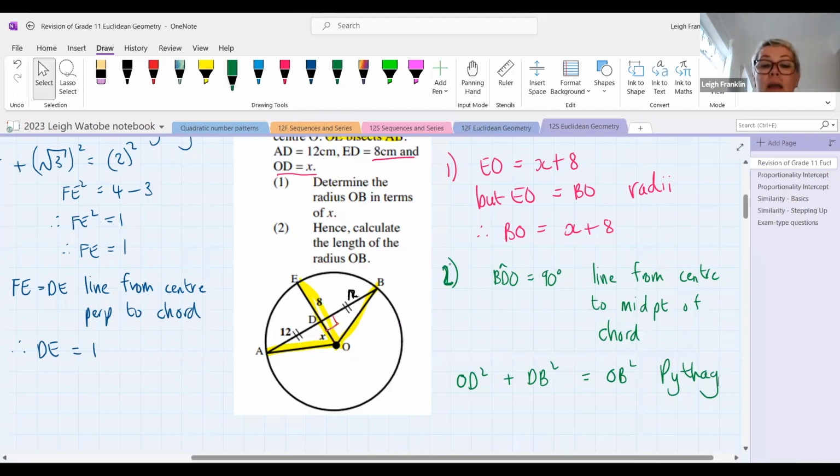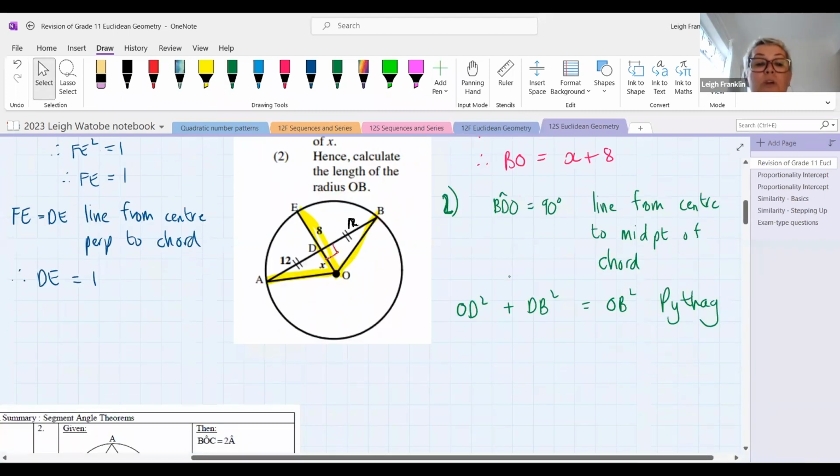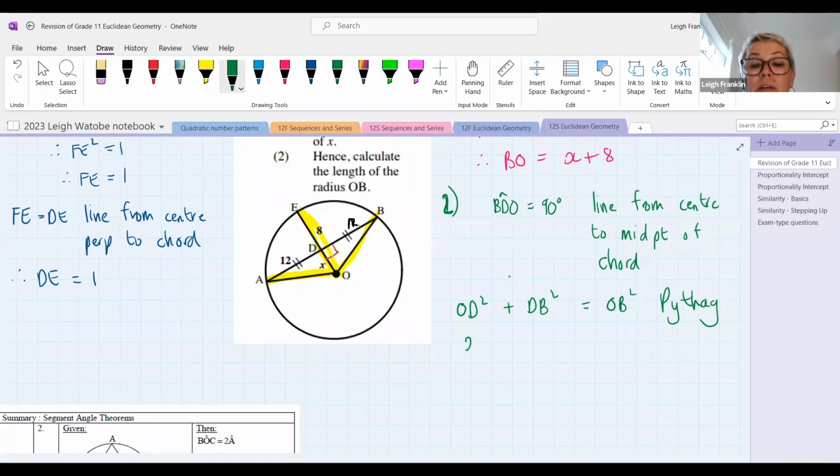Now I can go ahead and substitute. I know that OD is x. I know that DB is 12, I just need to square it. And OB is going to be the same as OE, so it's going to be x plus 8, and that also needs to be squared as well.